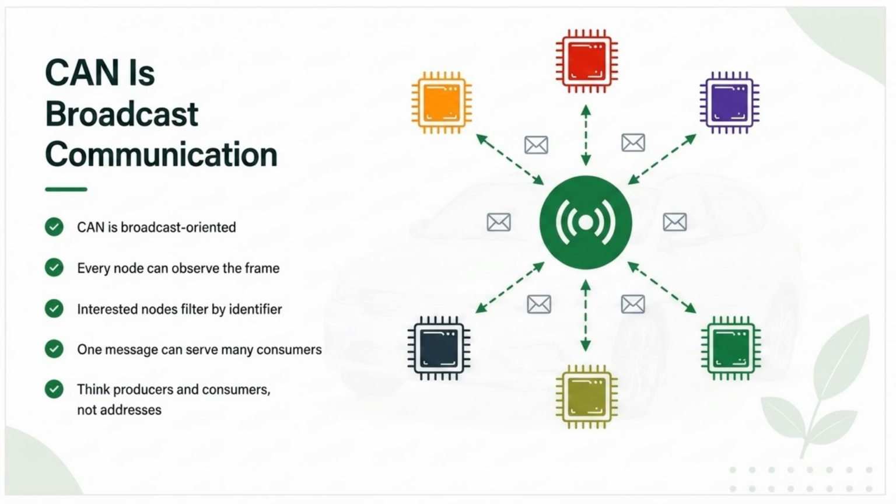Imagine the brake controller broadcasts wheel speed. The instrument cluster may use it for vehicle speed display. Another controller may use it for stability functions. A data logger may record it. The sender does not need separate physical messages for every receiver. This is why CAN scales well for shared vehicle signals. It is better to think in terms of message producers and consumers, rather than sender addresses and receiver addresses. That mental model prevents one of the most common beginner misunderstandings.